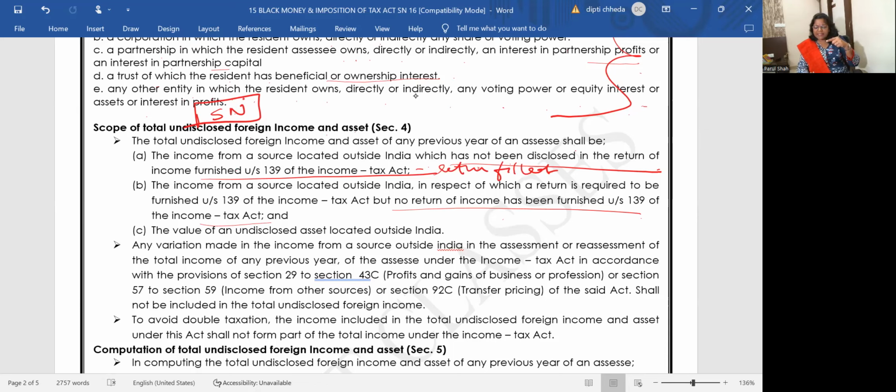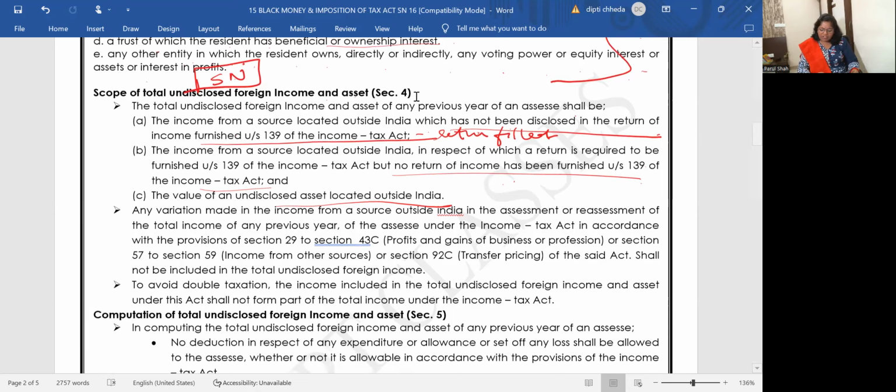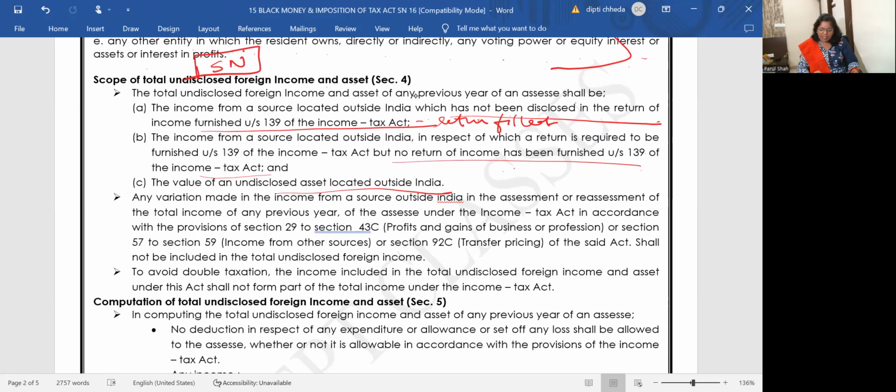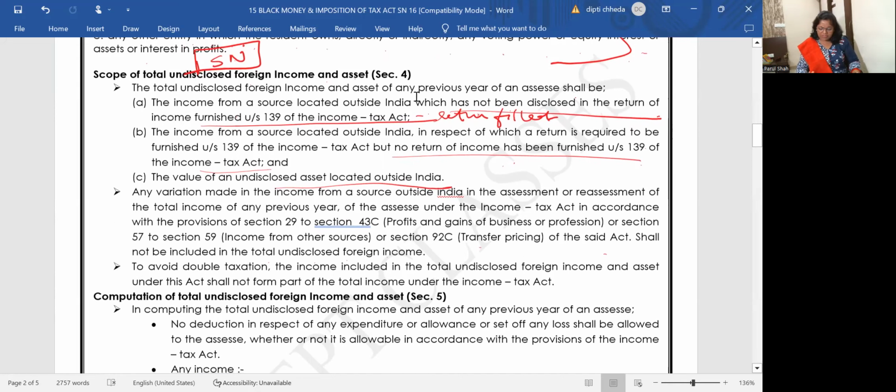Income from sources outside India which has not been disclosed in the return furnished, or income from sources outside India in respect of which return is required to be furnished, but the return was not filed at all, and value of undisclosed asset outside India. So these are the three cases wherein it will be taxable. Any variation made in income from sources outside India, the total income as per the Income Tax Act with the provisions of sections 29 to 43 and 57 to 59, and on transfer pricing, shall not be included in total undisclosed foreign income. So according to income tax provisions, you will not adjust anything.